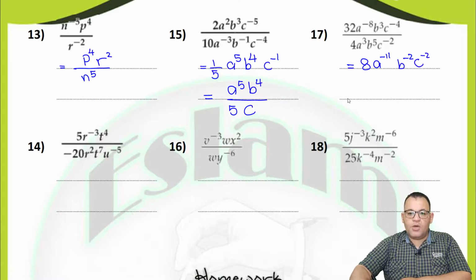Because we have a negative power, the simplest form must be positive power. So we just write 8 without any change, and make a fraction. a to the power negative 11 will be written down, a to the power 11. b to the power negative 2 will be b to the power 2. c to the power negative 2 will be c to the power 2.